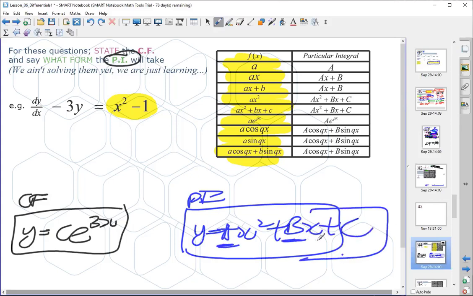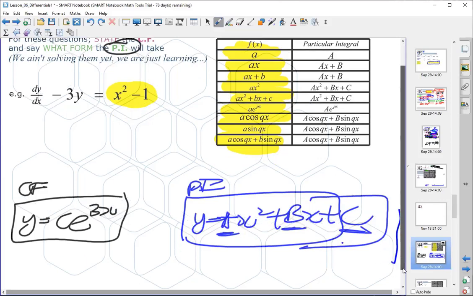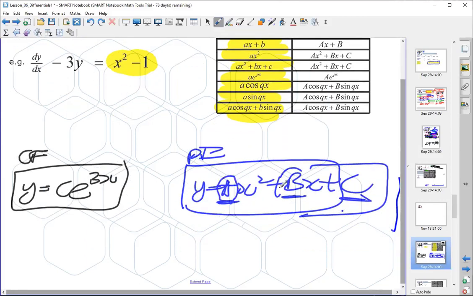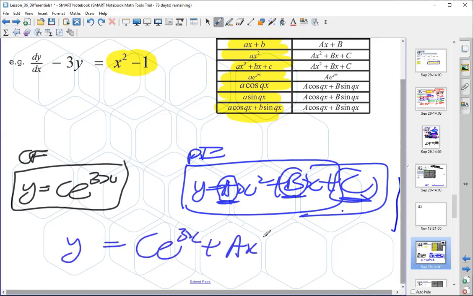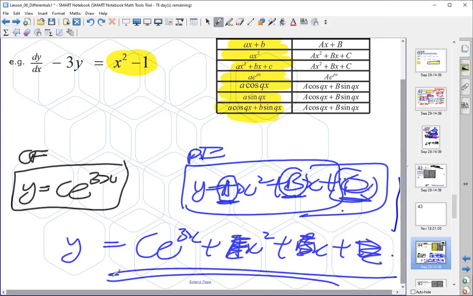Now we won't know a, b, and c, and we'll need to figure them out, but that's how we're going to do it. Then what we'll do is we'll add these two together, and once we've found the a, b, and c, we'll say y equals c e to the 3x plus ax squared plus bx plus, I can't use c because I've already got a c there, so I have to change that to a d. We'll know a, b, and c by then, so we'll just be able to put in their numbers, and then that will be our general solution.